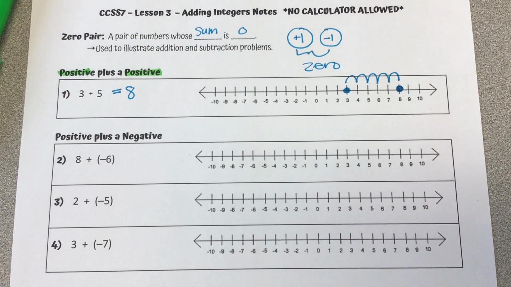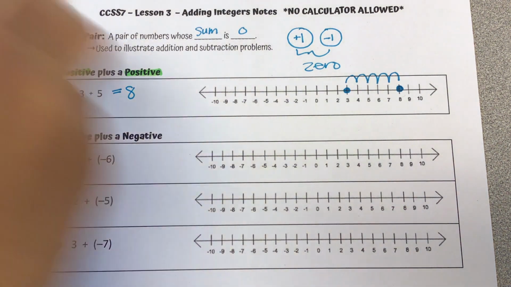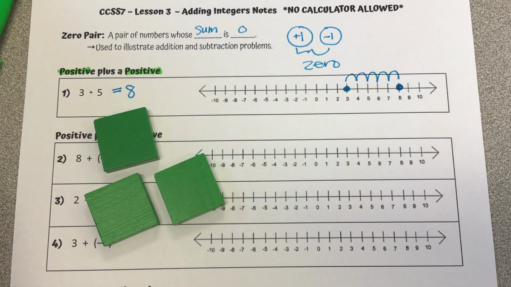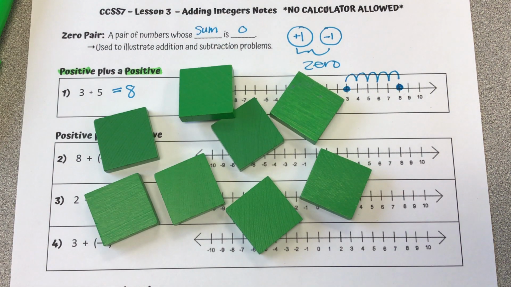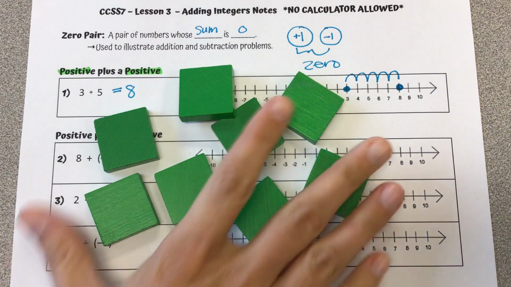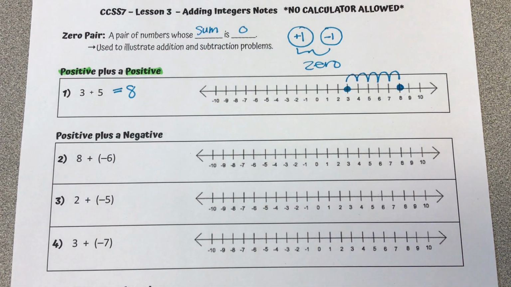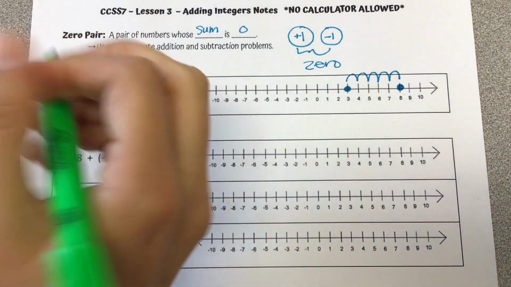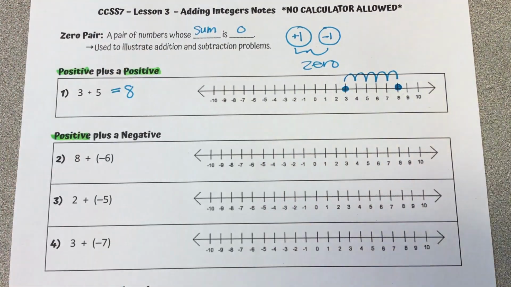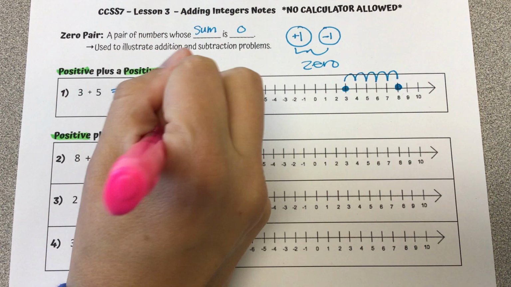We are demonstrating it on here so we can see how it's going to work when we start throwing in negative values. If I think about these with counters, we started with 3 positives. We are adding in 5 positives, which gives us a total of 8. Now let's look at throwing in some negatives here. So we are going to do a positive plus a negative here.